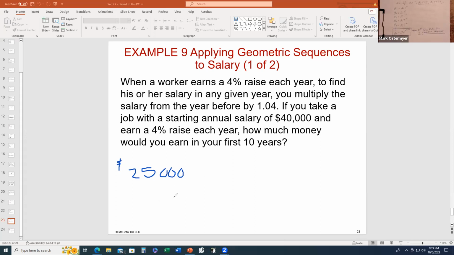Well, next year, ladies and gentlemen, you're going to be making your $25,000 you made the previous year. That's a given. Plus, you're going to earn 4% more above and beyond that. That's to say 0.04 times 25,000. And what would that give us? Well, 25,000 plus 4% of 25,000 means next year we'll be making $26,000.